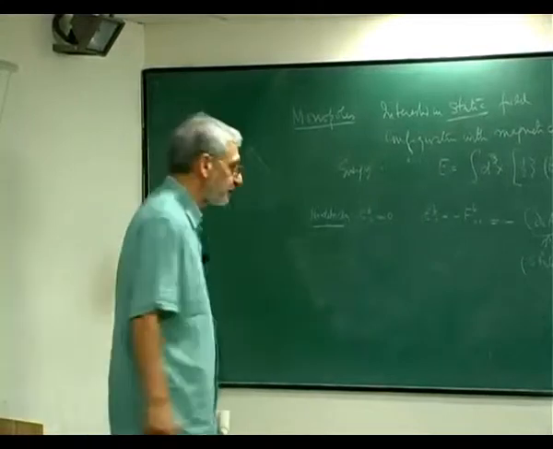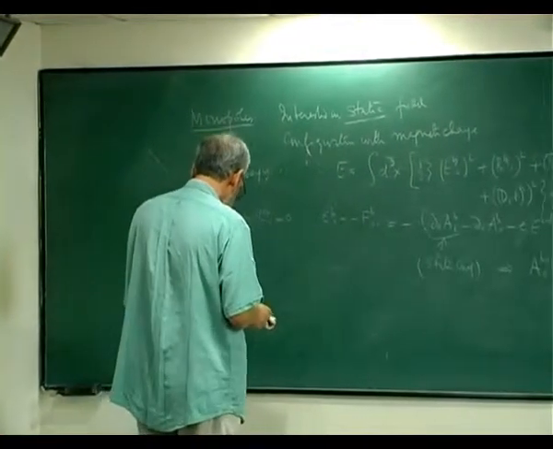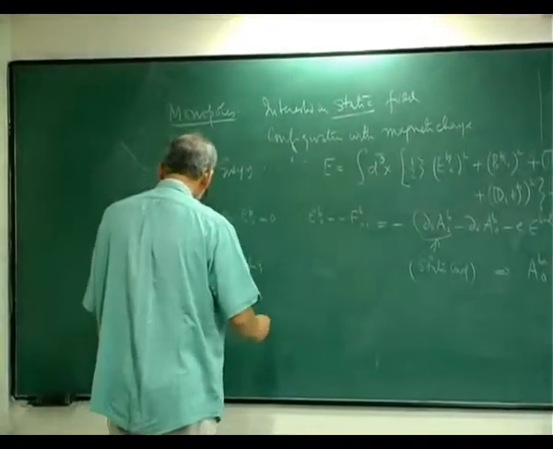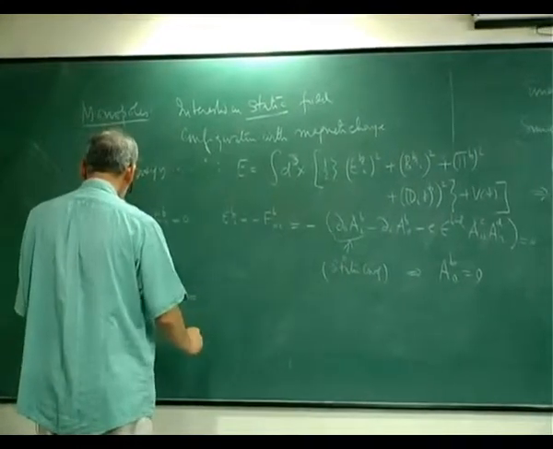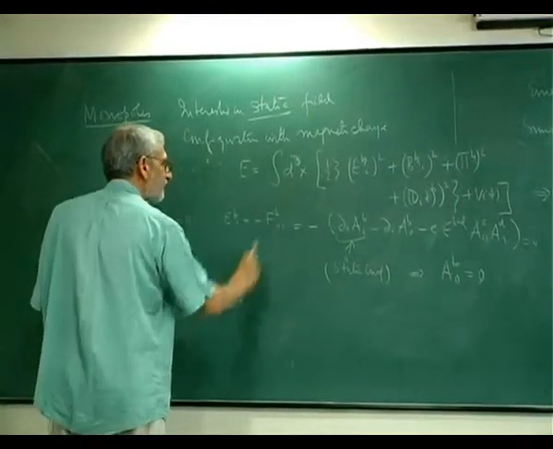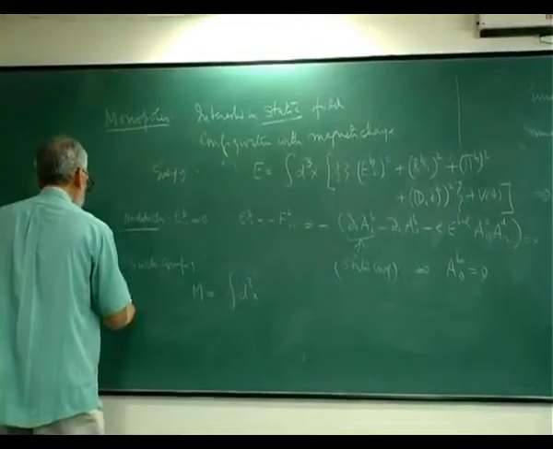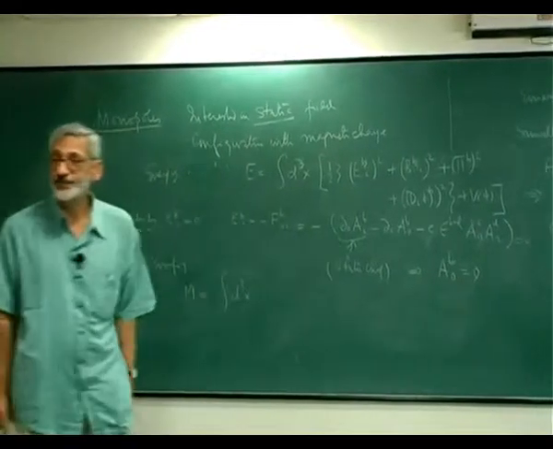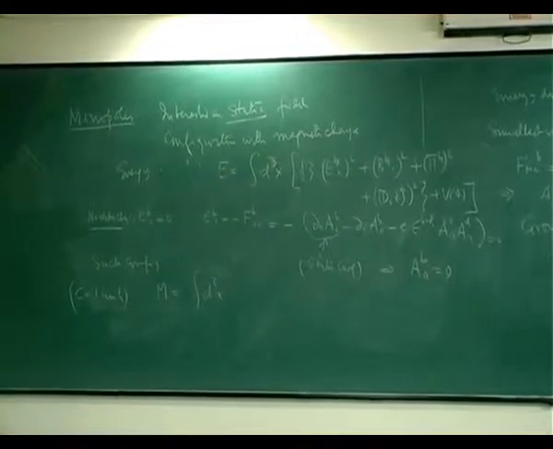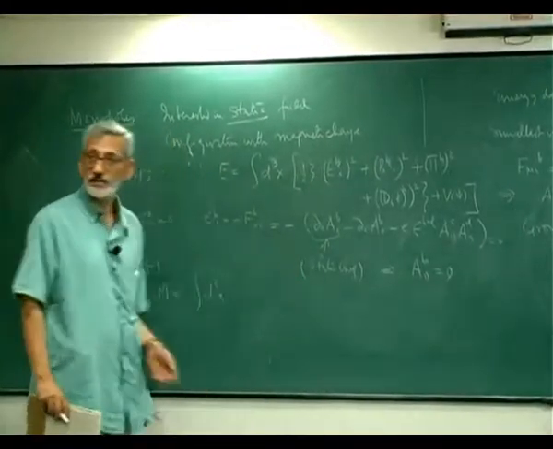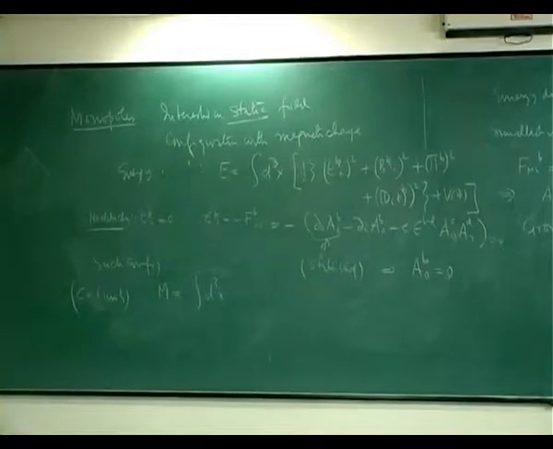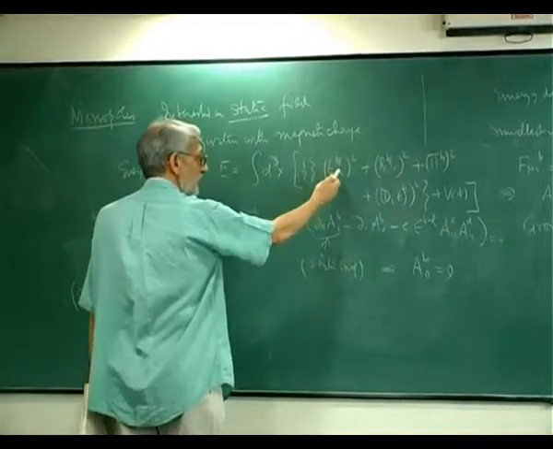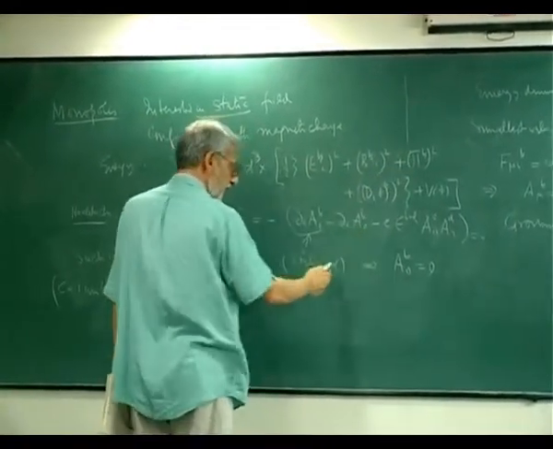Clear? And for such configurations, the Hamiltonian density, or energy, or mass is the integral d3x. This energy is mass, since we are working with c equal to 1 units. Then energy is mass, for a static configuration at rest. It is simply this object is 0, this plus this object.